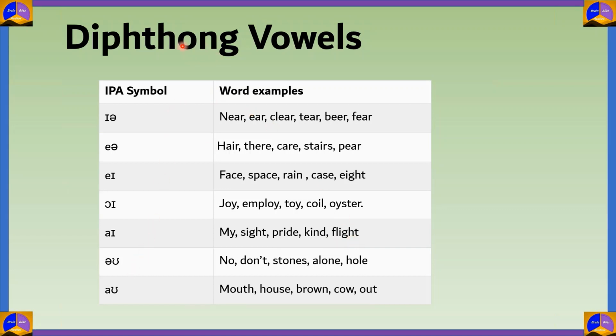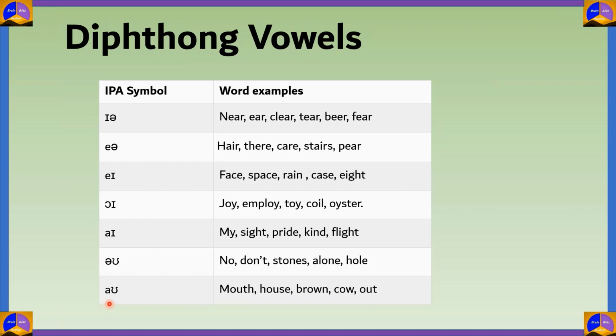The penultimate IPA symbol for diphthong vowels is representing the sound oh, such as no, don't, stones. You see these words? They have this sound, such as no, don't, stones, alone, whole, etc. So these are the words using this sound.